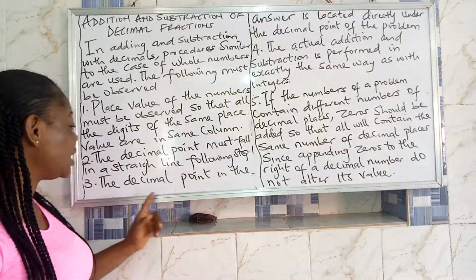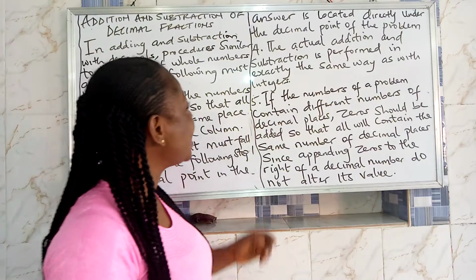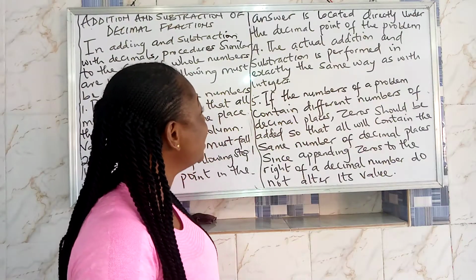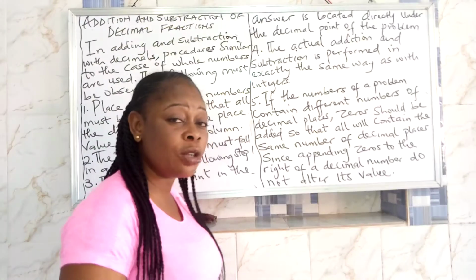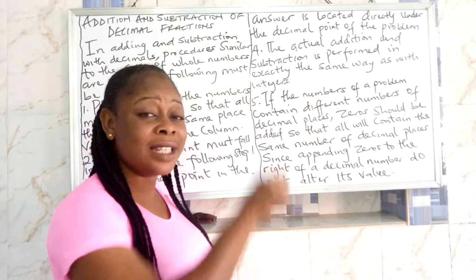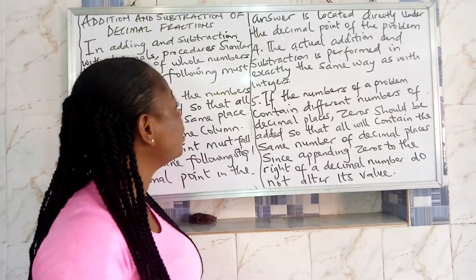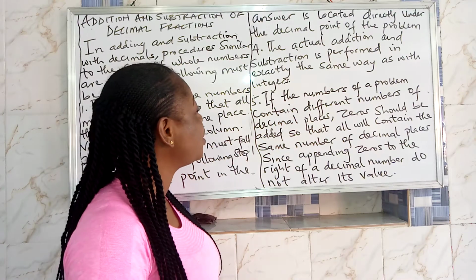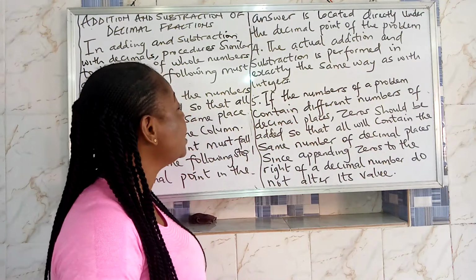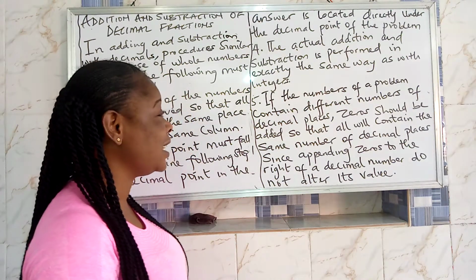The third one, the decimal point in the answer is located directly under the decimal point of the problem. Yes, your final answer too must be on the straight line. The fourth one, the actual addition and subtraction is performed in actually the same way as with integers.